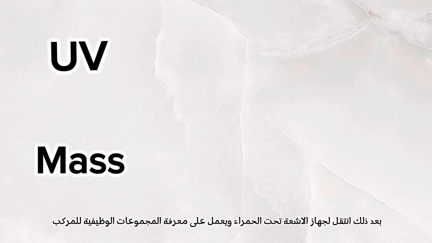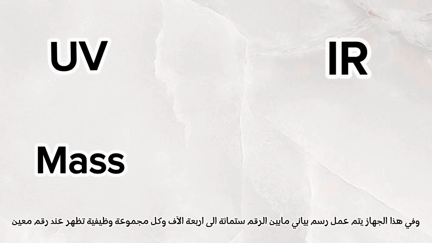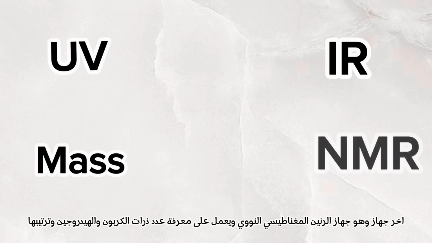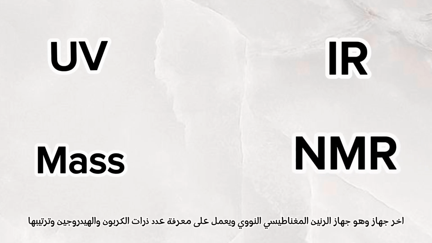After that I move on to the infrared device, and its function is to know the functional groups of the compound. This device creates a graph between the numbers 600 and 4000. Each functional group appears at a specific number. The last device is the NMR device, which works to know the number of carbon and hydrogen atoms and their arrangement. Now we will work to apply what was explained in detail.